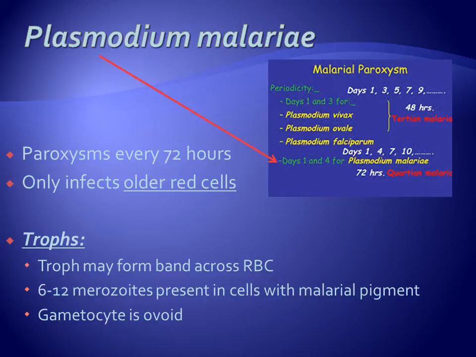Plasmodium malariae has paroxysms about every third day. This organism infects the older red blood cells. When we look at the trophs, the troph may form a characteristic band across the infected red cell. We may see cells with 6 to 12 merozoites present with malarial pigment tucked in there as well. The gametocyte, the sex cell, is ovoid in shape.